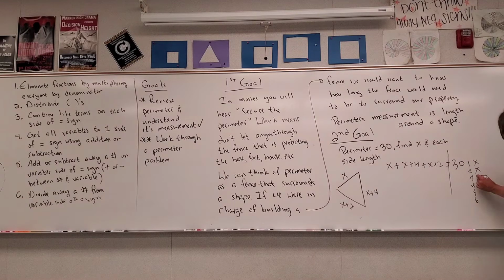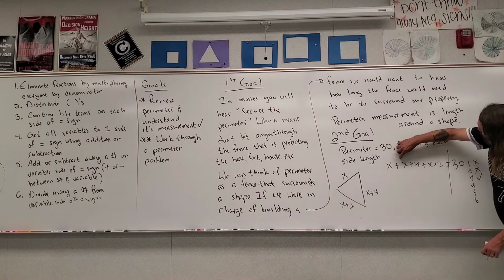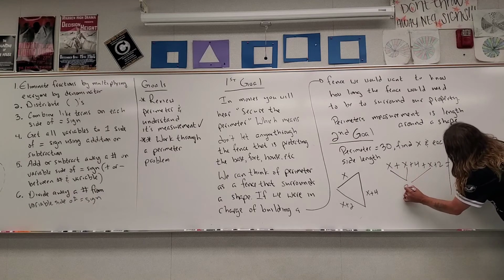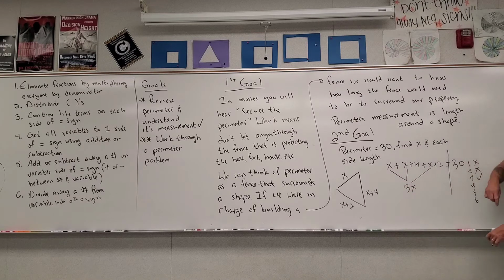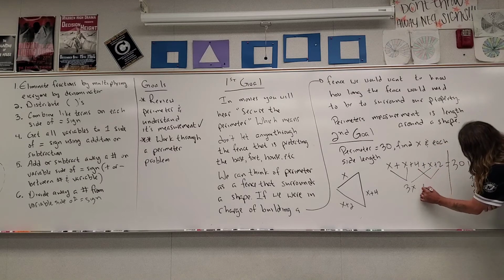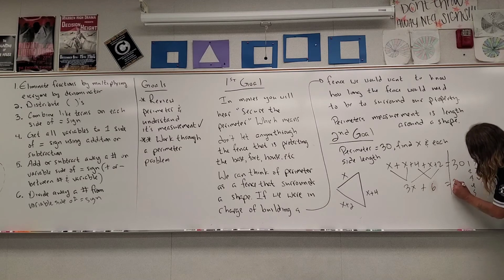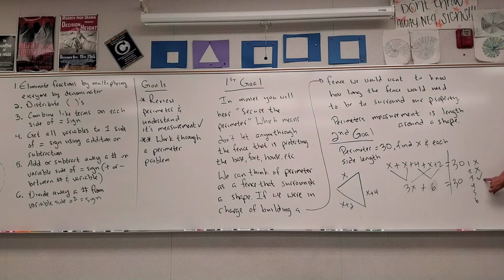combine? And actually I can. I have 3 x's that I can put together: x, x, and x. That means I have 3x. And I also have a 4 and a 2 that I can put together, so I'll combine those terms. So I have 3x plus 6, and that's equal to 30. So I was able to combine like terms. Step 4, is it possible to get all variables to one side of the equal sign? No, because they're all on one side of the equal sign.